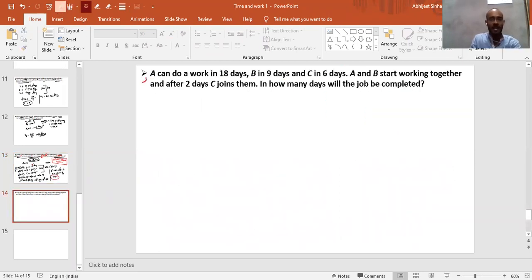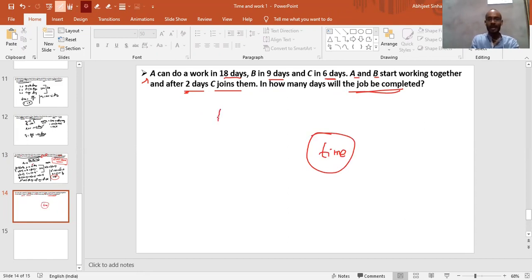So here the question says that A can do a work in 18 days, B in 9 days, and C in 6 days. So the time of A is given, the time of B is given, the time of C is given, and A and B start working together, and after 2 days C joins them. So A and B already did the work for 2 days, and then C joined. The remaining work they will complete together. The work finished after the 2 days, right? So in how many days will the job be completed? Can you calculate and answer me the time?